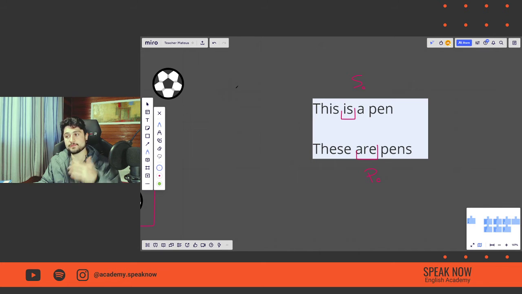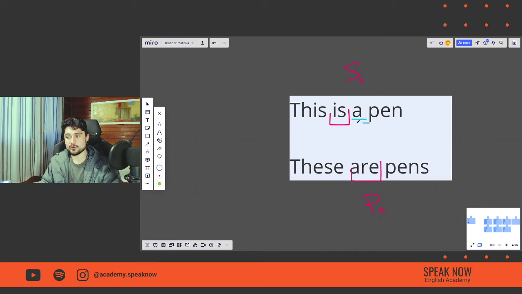Another thing that is relevant to mention is the article, which we will use with singular. This is a pen. This is an eraser. That is an eraser. But in plural, we will not use it, because articles describe only one thing, singular. So in plural, we would say these are.